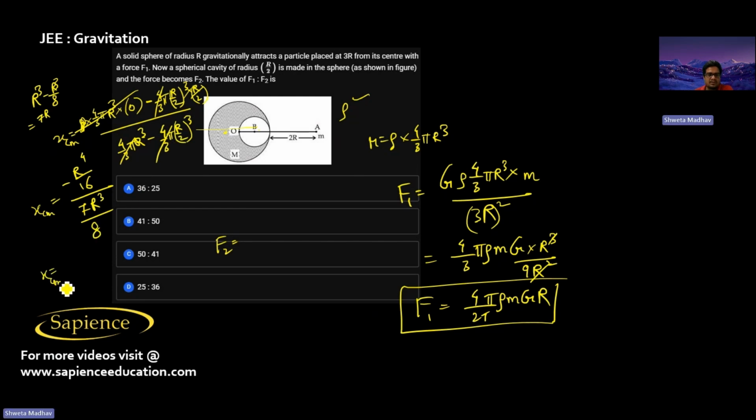So hcm that will be equal to minus r power 4 by 16 into 8 by 7 r cube. So 8 to the 16 r cube, this will cancel. So this is minus r by 14. So F2 will be equal to that, with the center of mass at minus r by 14.